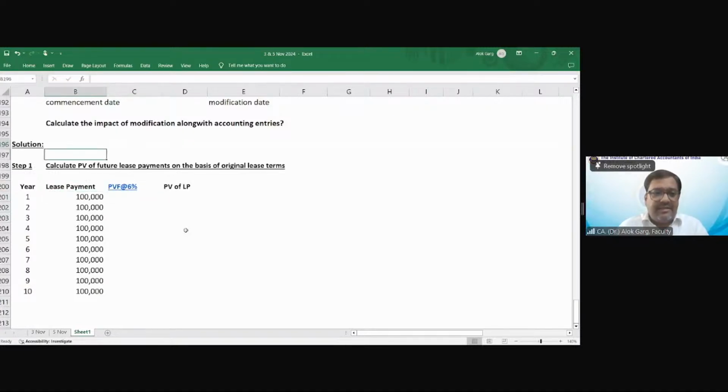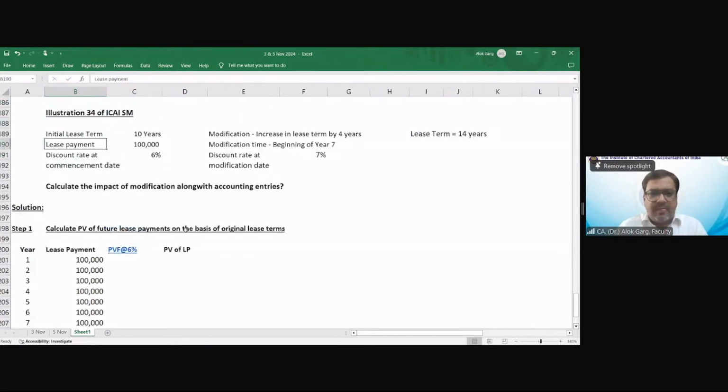Is this payment at the beginning or at the end? I think it was given in the question. In the question, it was given as the end of the year. So what is the first year discount rate? 1 divided by 1.06, right? This is the discount rate, 1.06.